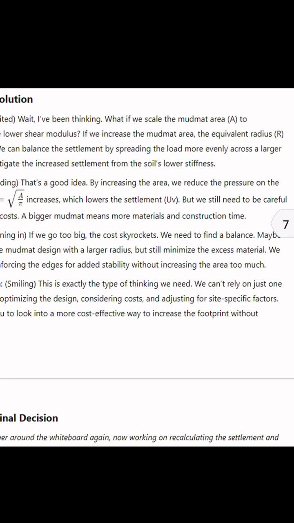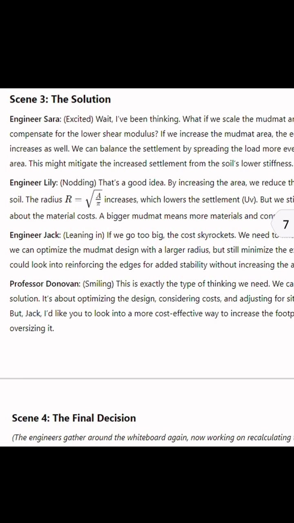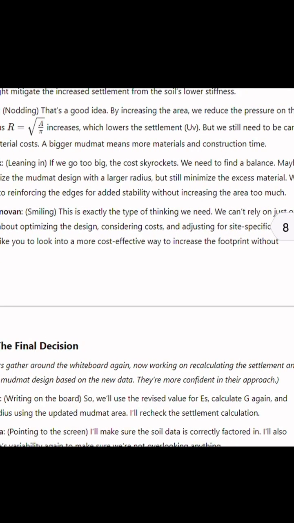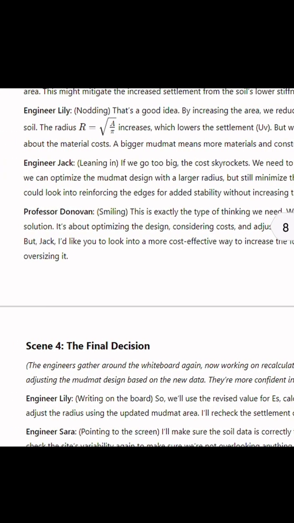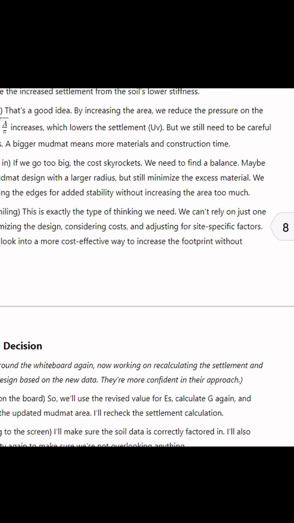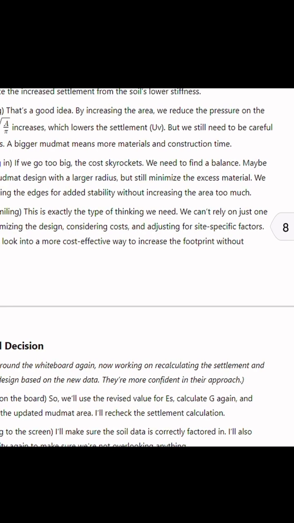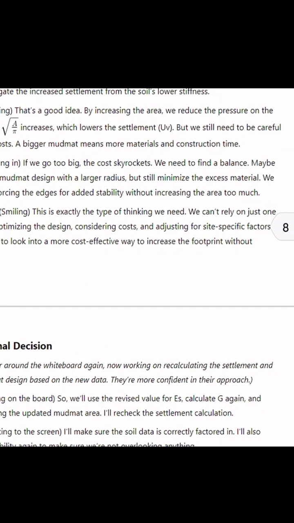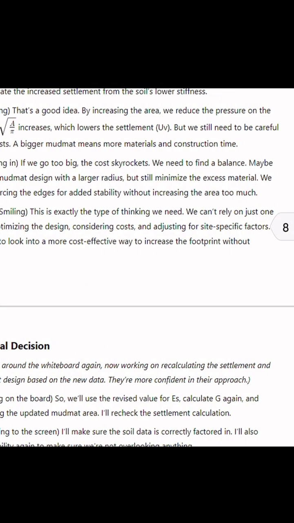If the radius increases, the settlement goes down, but we still need to be careful about the material cost. A bigger Mudmat means more materials, and more construction time also. If we go too big, the cost skyrockets. We need to find a balance. Maybe we can optimize the Mudmat design with a larger radius, but still minimize excess material.